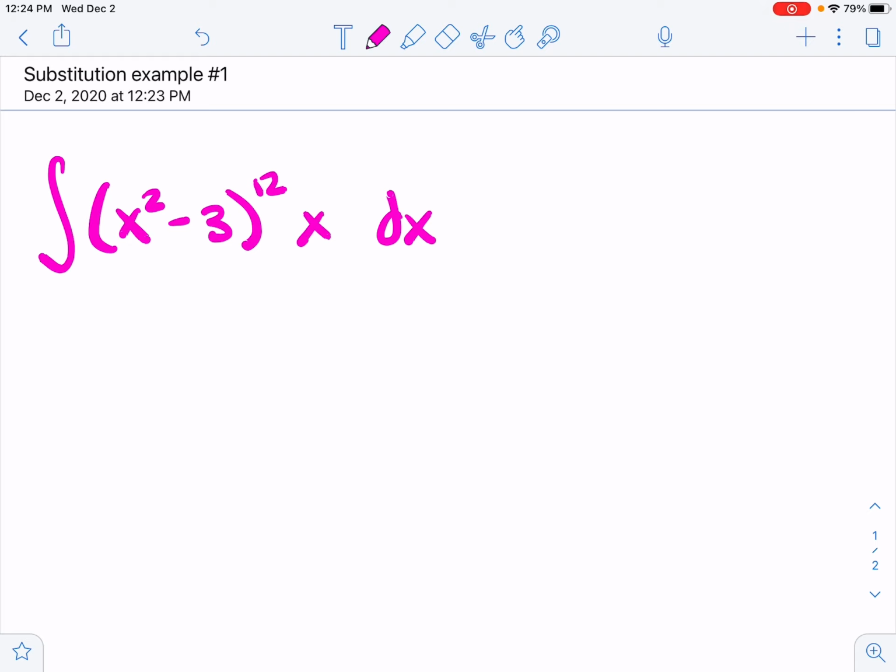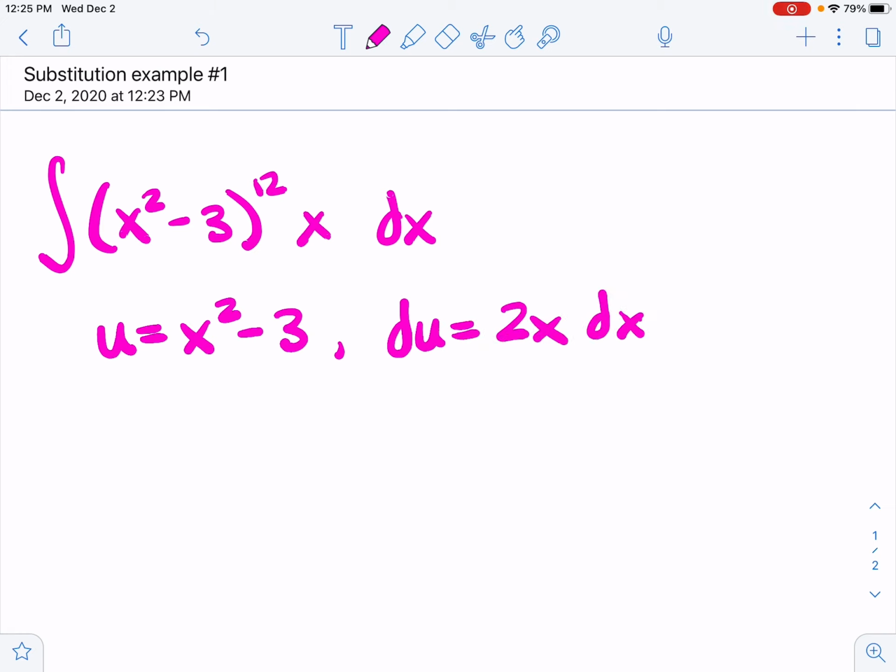And again, our guiding principle is that we're looking for a part of this integral whose derivative is another part of the integral. And x squared, the derivative of x squared has to do with x. It's not exactly x, but it has the right power, so it's close. So that's what we're going to do. We're going to let u equal x squared minus 3. If we make that substitution, that's going to allow us to replace this part of the integrand, which would be good news. Right? The derivative, du, will be 2x dx.